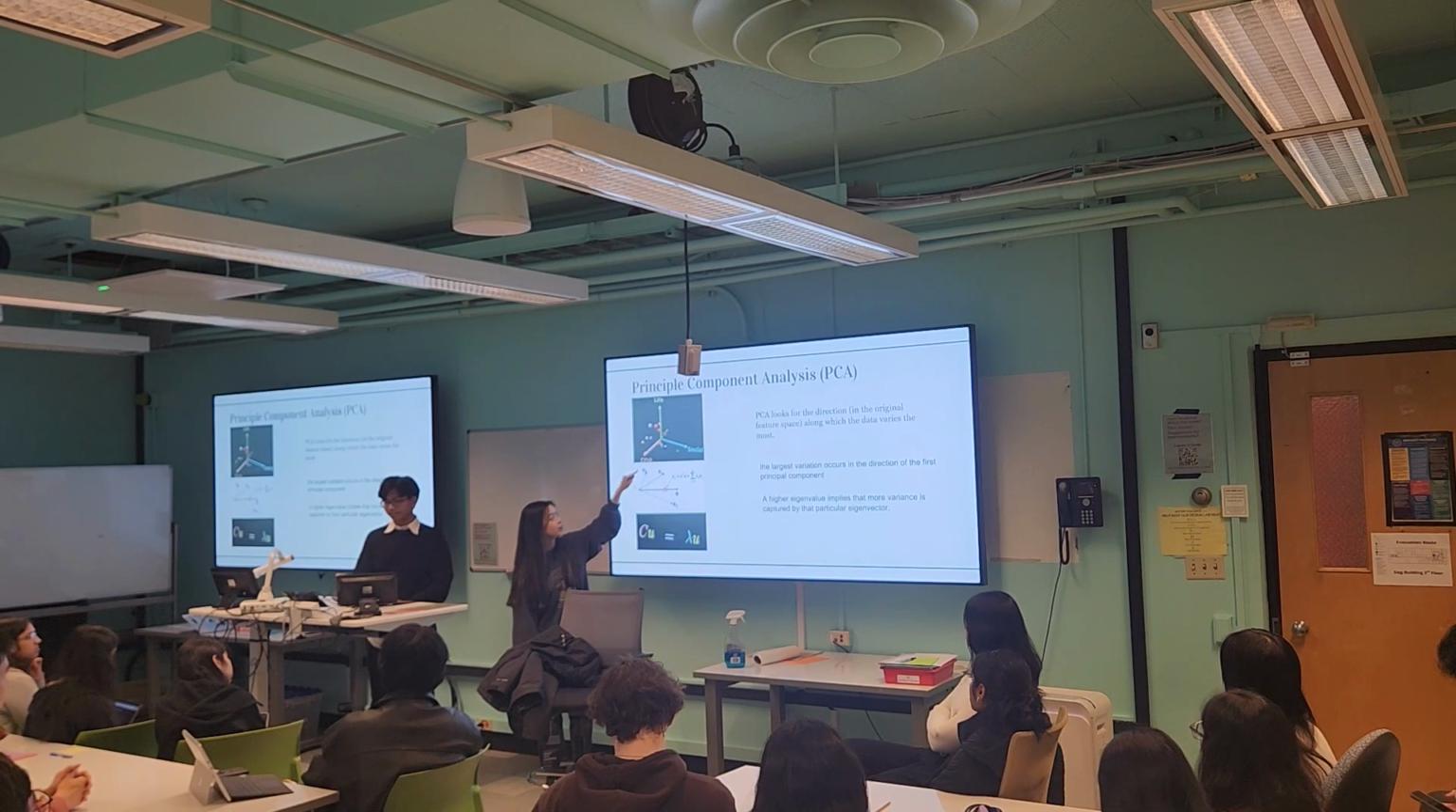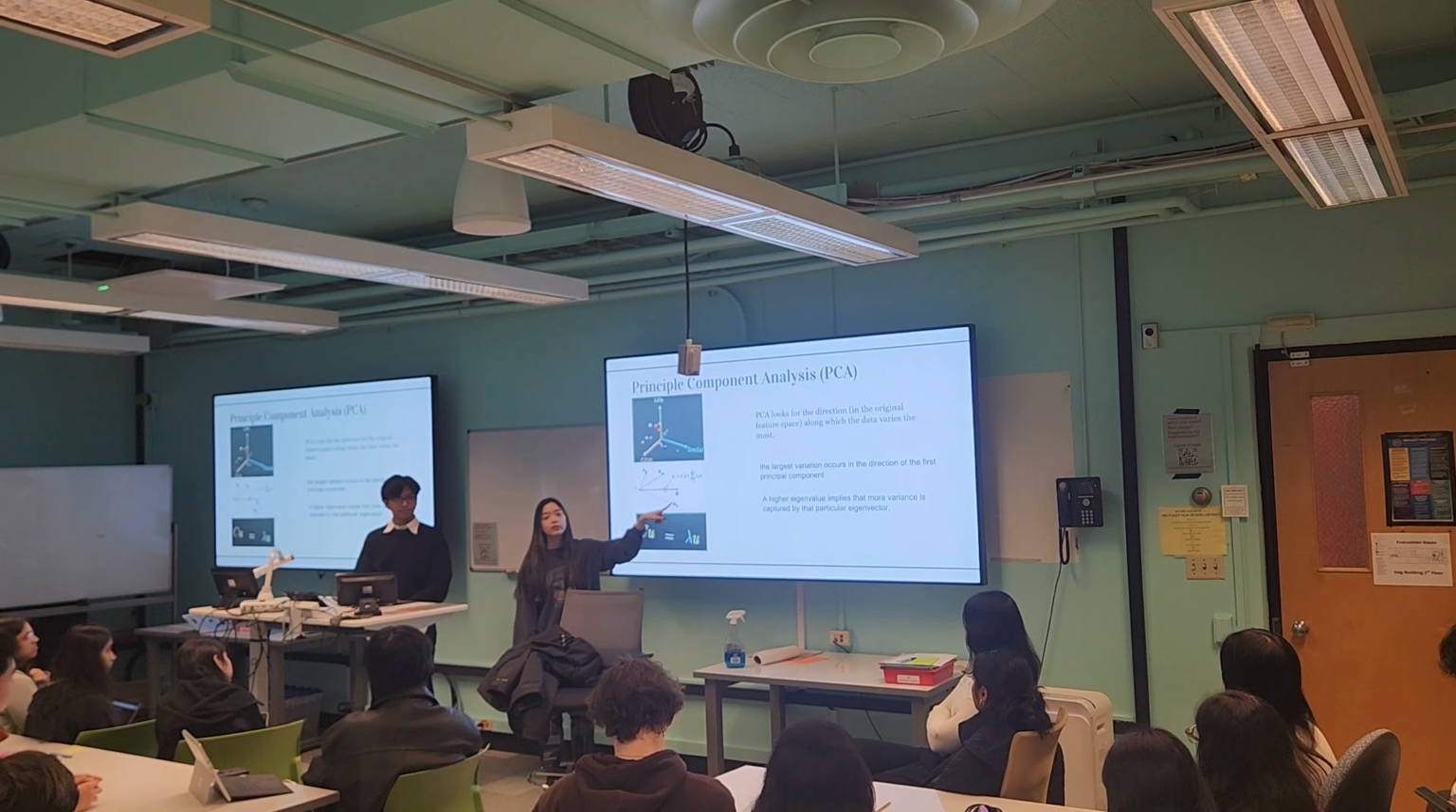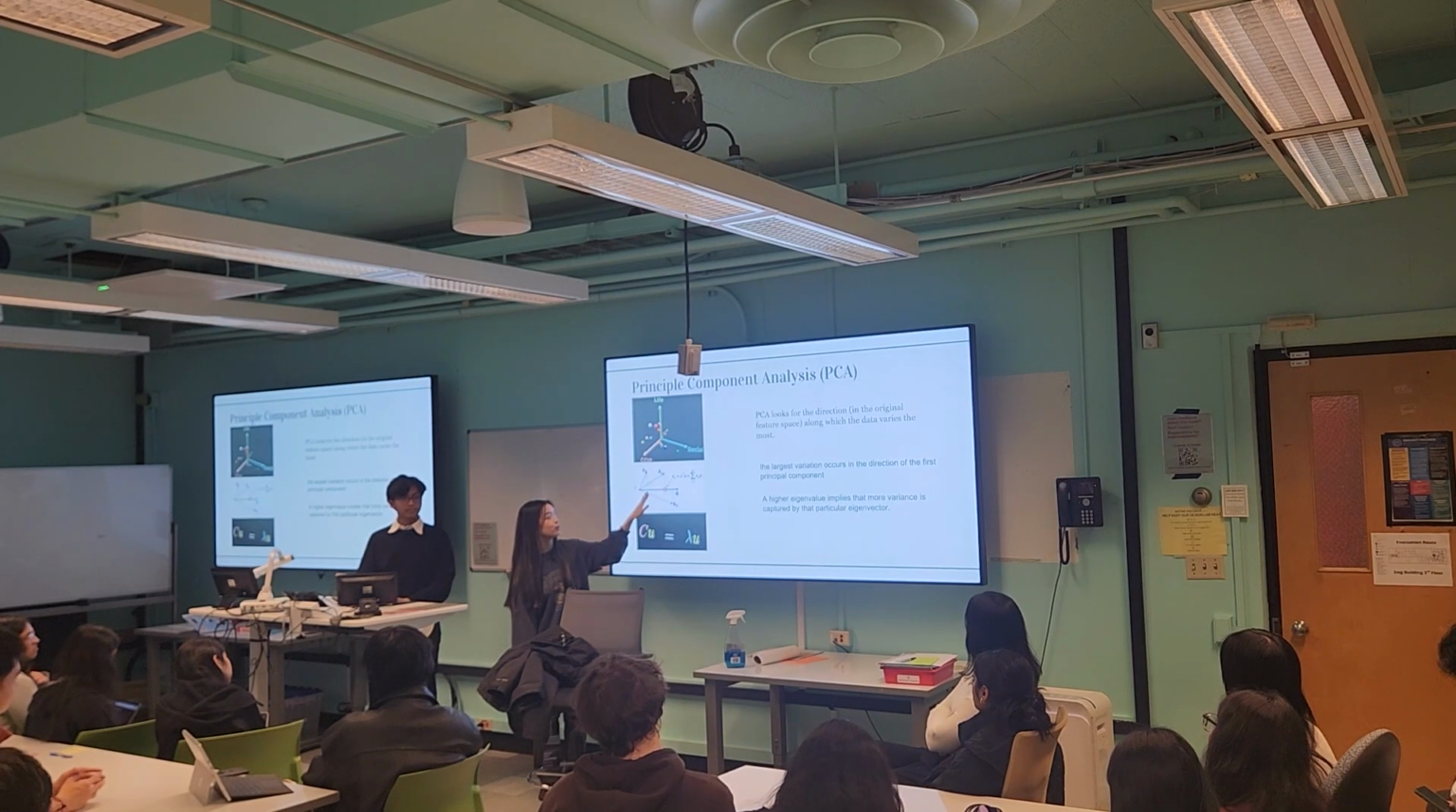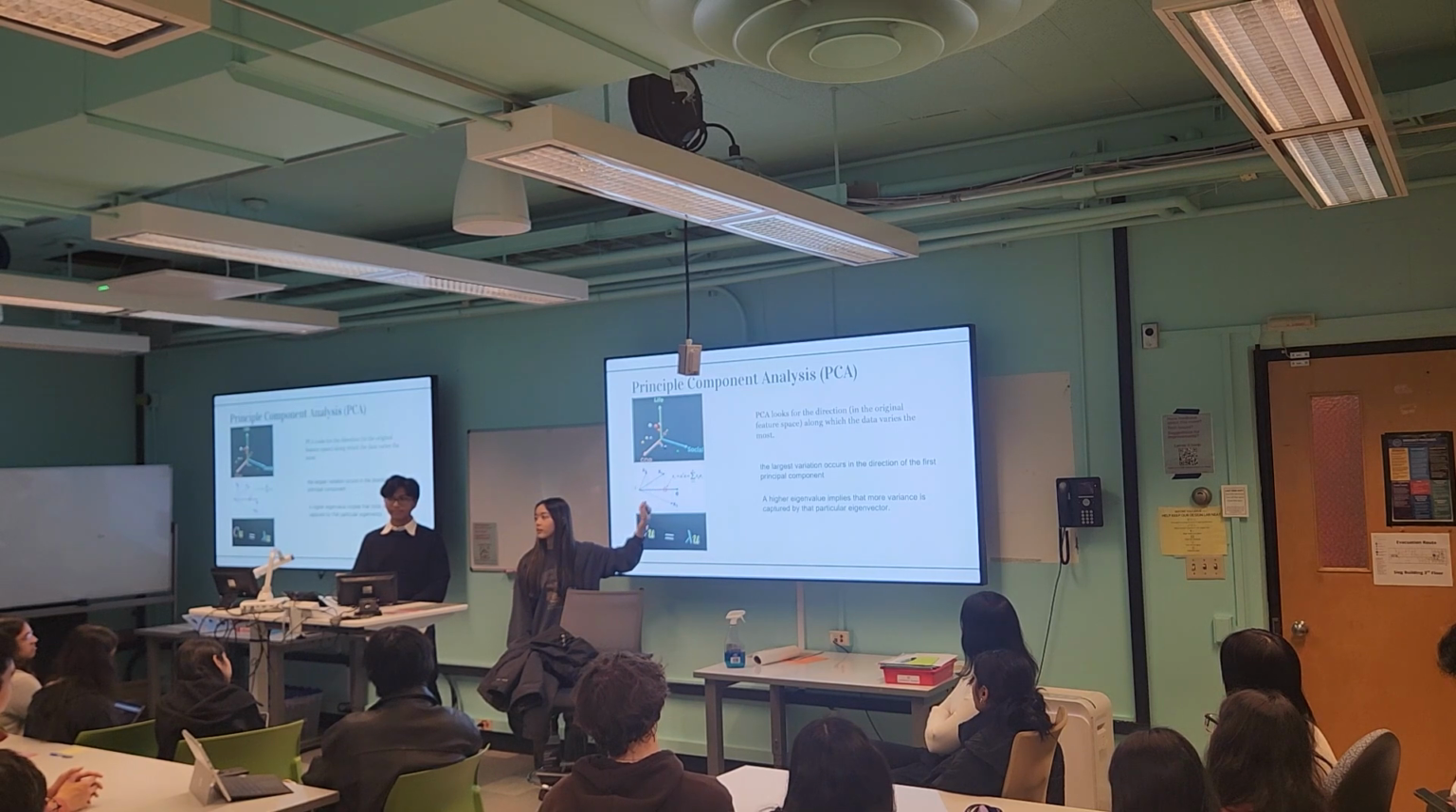So you just project each of the data points onto those components, and then you see the dashed line here. That's how you can see the variation of the data points. So basically, you're just looking for the components that make the data vary the most, that have the most variation along the component. Does anyone have any questions at this point?